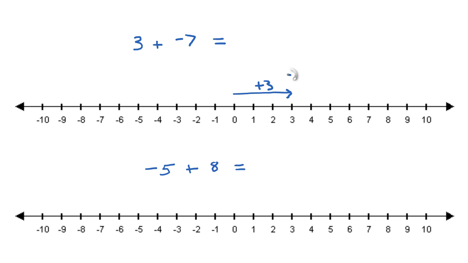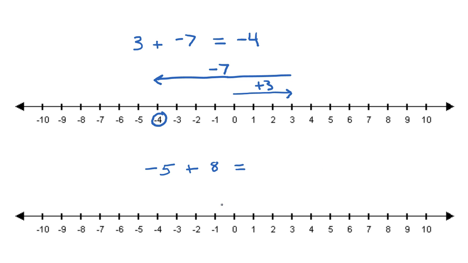So if I start where I ended and I go 7 units to the left, it takes 3 units to get to the 0, but then I have to go 4 more units to make a total of 7 units to the left. And the number I end up with is a negative 4. So 3 plus a negative 7 is negative 4.